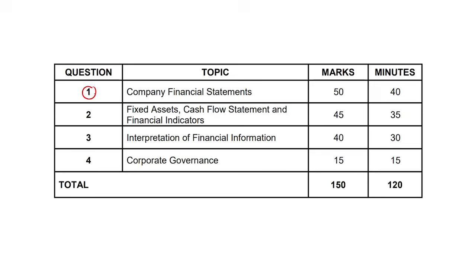So, question one, company financial statements. Look, it's just jumbled up. I just took this from the most recent sub paper. But look, the mark allocations, I can't guarantee that interpretation of financial information will be 40 marks. It could be a little bit more, it could be a little bit less, and the same for all the other sections too, right? So question one, the company financial statements. The two statements that you will look at: the SFP, the Statement of Financial Position, and the SCI, the Statement of Comprehensive Income. In other words, your balance sheet and your income statement, respectively.